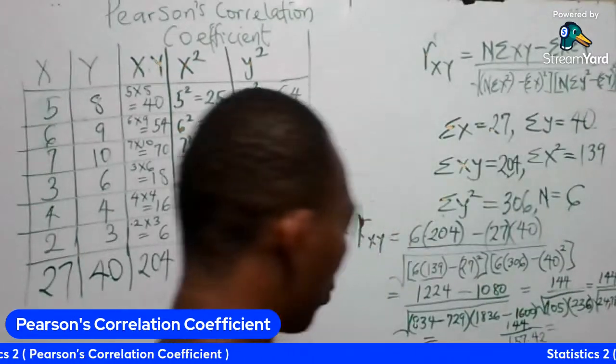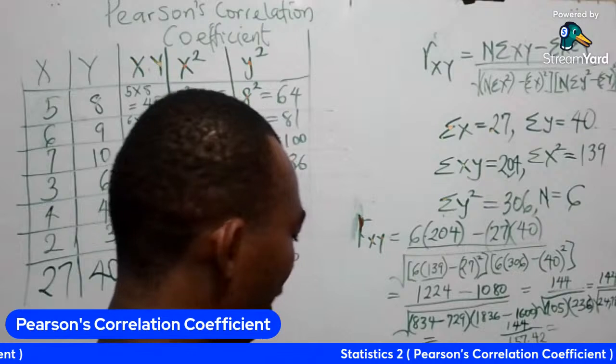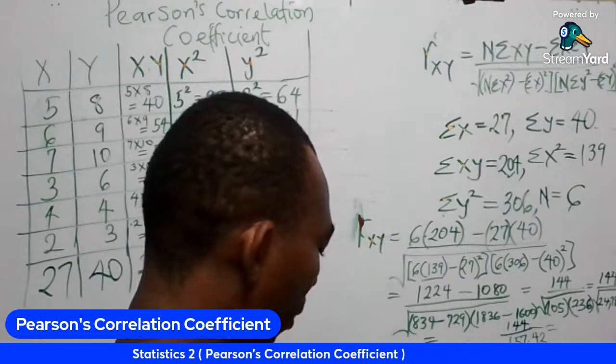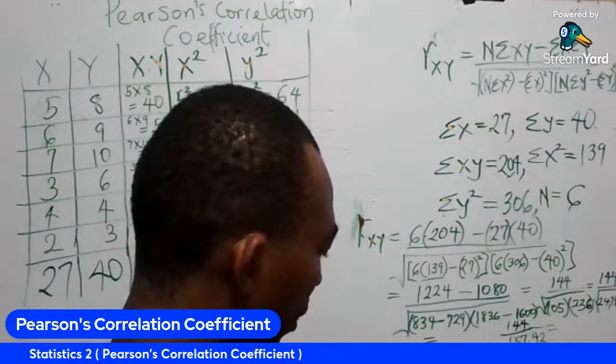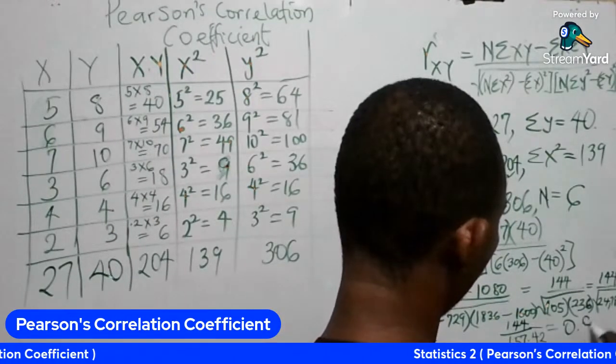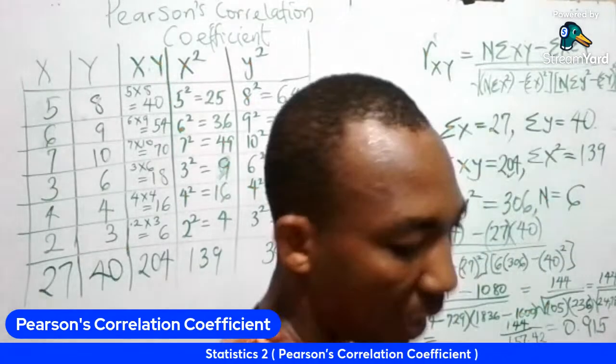So what would that be now? So I'll just square that. So my final answer will be 144 divided by 157.42. And that will give me 0.915. That's to 3 decimal places.